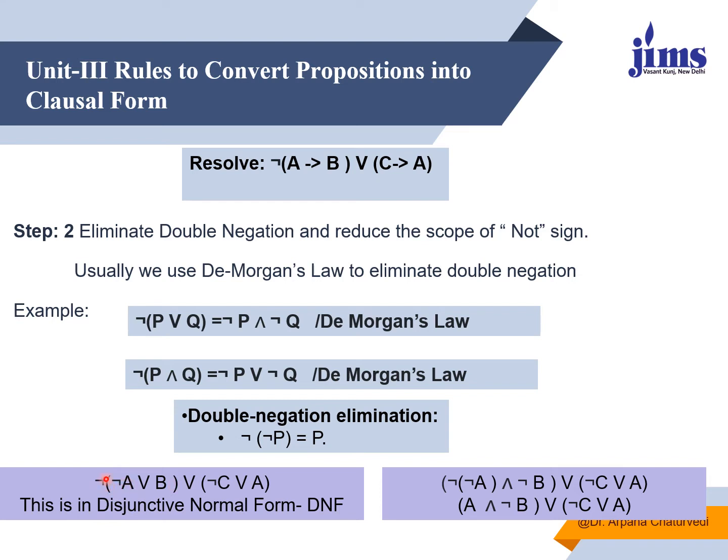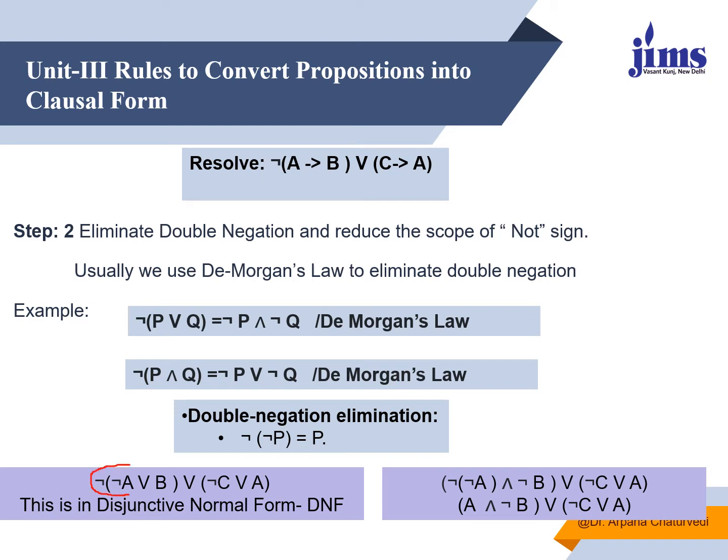Using all these rules on the given set of propositions, after using step 1 and removing the implication symbol, we have not (not A or B) or not (not C or A). This can also be written as not A and not B, then OR as it is, not C and A. Look carefully at what we have done. We have used this thing: not and not A is one thing, and this symbol gets changed into AND.